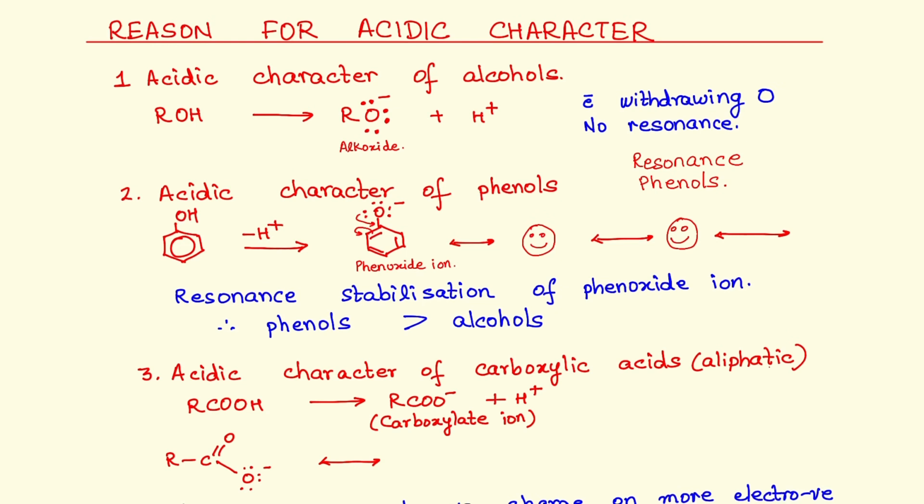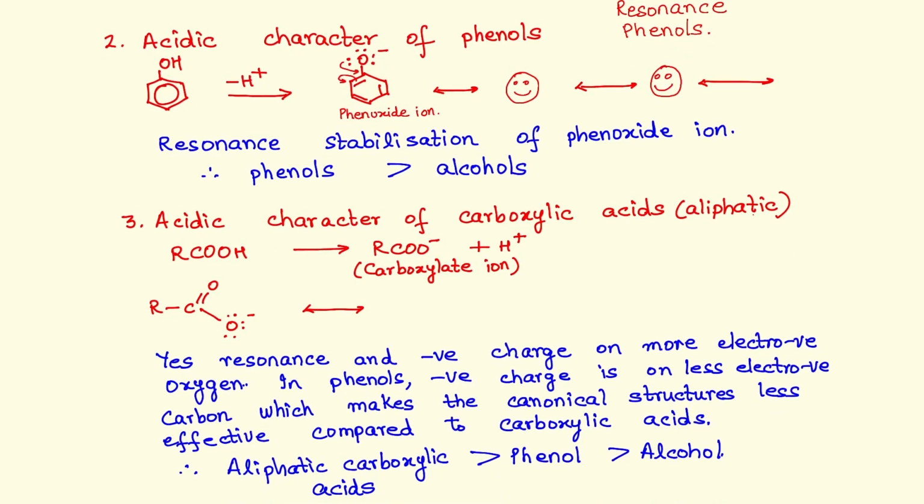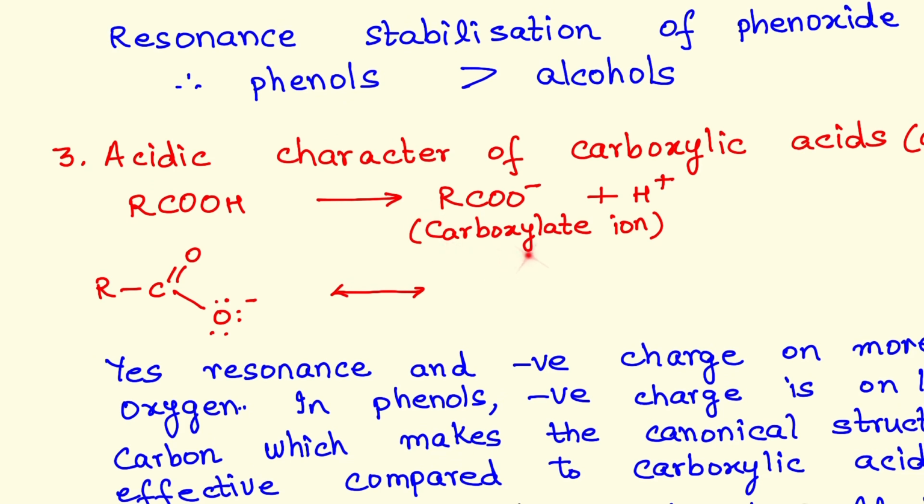So we explain the acidic character of phenols on the basis of the resonance stabilization of the phenoxide ion, which is formed by the loss of a proton from the phenol. Now let us go on to the acidic character of carboxylic acids. Let us see what is formed when a carboxylic acid loses a proton. So what is the conjugate base over here? Yes, it is the carboxylate ion.